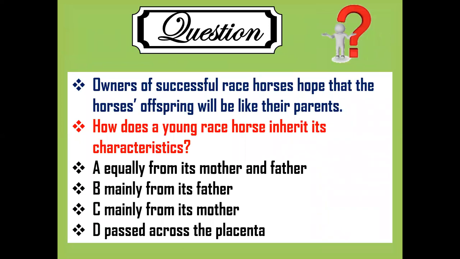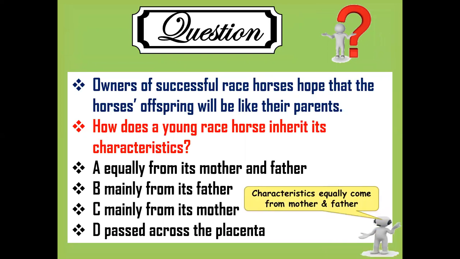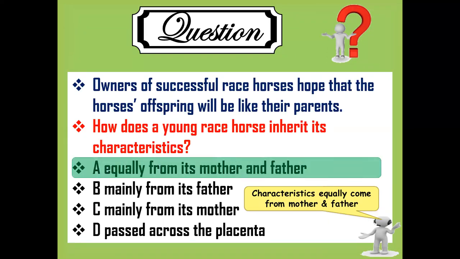Here is a question relevant to the following information. The owner of a successful racehorse hoped that the horse's offspring would be like their parents. How does a young racehorse inherit its characteristics? We can use the following information: the characteristics come equally from mother and father. So according to this concept, the suitable answer is equally from its mother and father.